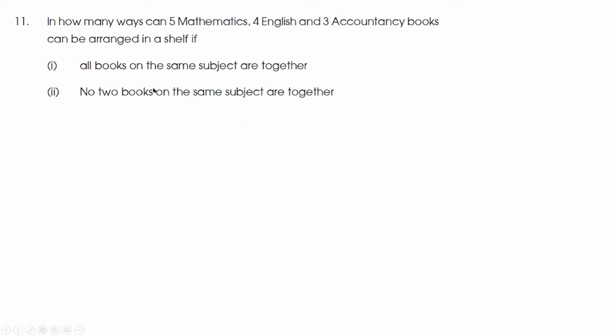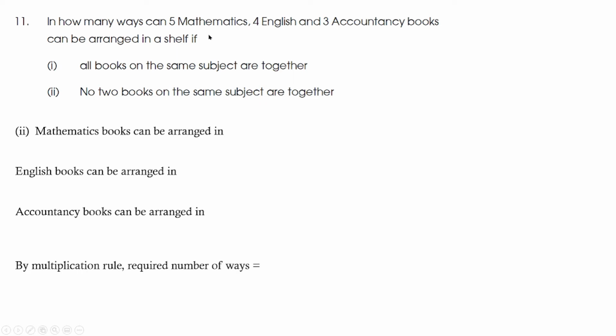The next subdivision: how will these books be arranged if no 2 books on the same subject are together. So here what we can do, we can first arrange the 5 mathematics books. So these are the 5 mathematics books. These 5 mathematics books can be arranged in 5P5 ways, or it is equal to 5 factorial.